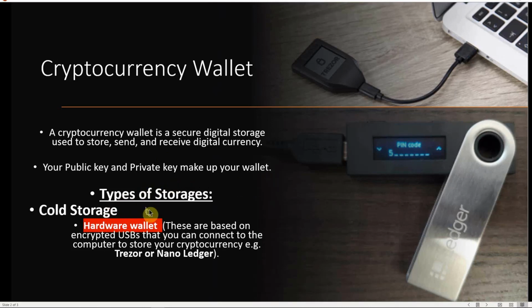As for the types of storage, we have cold storage. For cold storage, we have what we call hardware storage. These are based on encrypted USB devices that you can connect to your computer and store your crypto. Examples are Trezor and the Nano Ledger. So you can see how they look here. These are what we call hardware storage, and this is one of the safest ways to store your crypto.